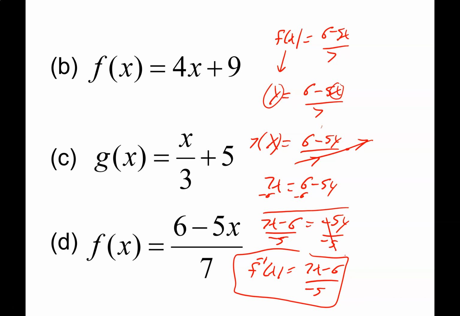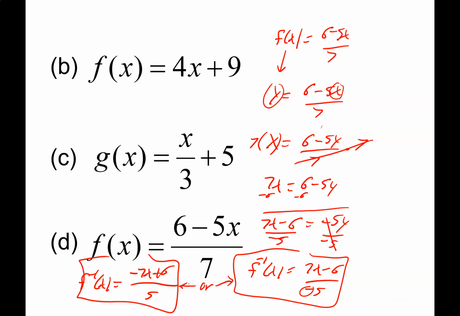I know some mathematicians get a little picky about it, and they don't want you to have the negative on the bottom, so they'll write it like this. And if you change the sign of the bottom, you have to change the sign of everything on top. Personally, I don't really have a preference. Both of those answers are acceptable.